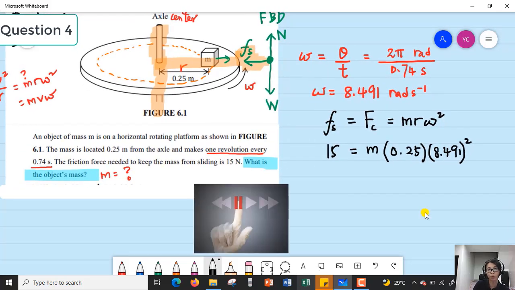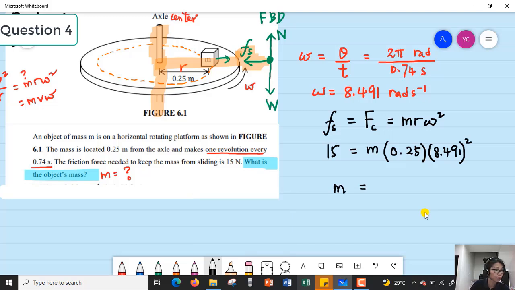Again, you might pause the video to do the calculations. If you calculate correctly, you might get the mass will be around how much? 0.83 kg. Am I right? You get the same answer? Okay.